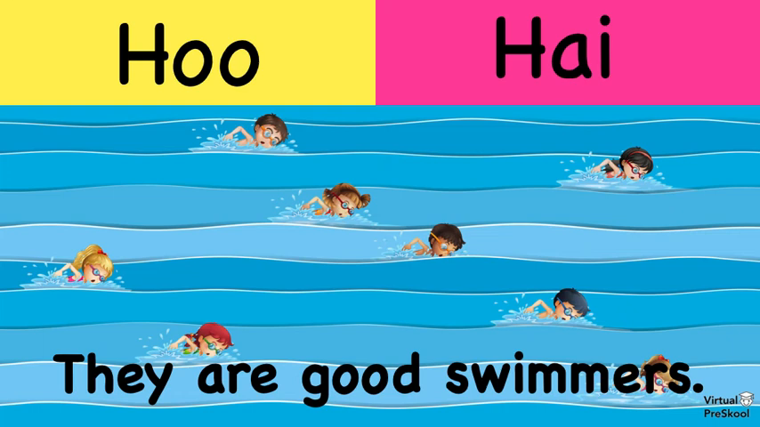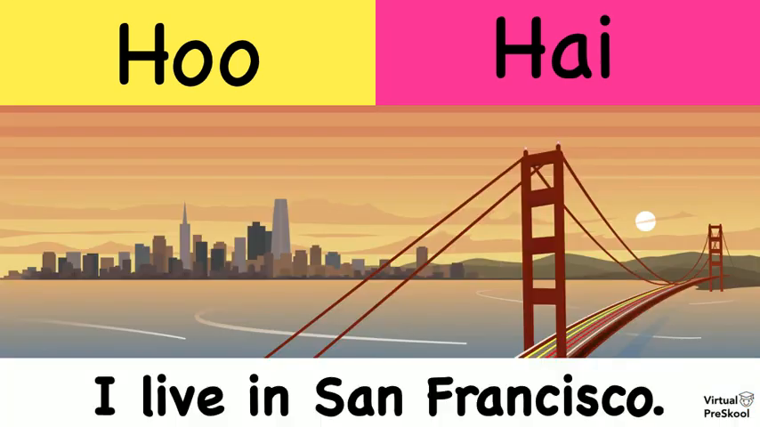What about this one? They are good swimmers. वे अच्छे तैराक हैं. It's a hain sentence because you're describing others, not yourself. I live in San Francisco. Is this a hoon sentence or a hain sentence? It's a hoon sentence because I'm describing myself. मैं San Francisco में रहती हूँ. Or for a boy, मैं San Francisco में रहता हूँ.